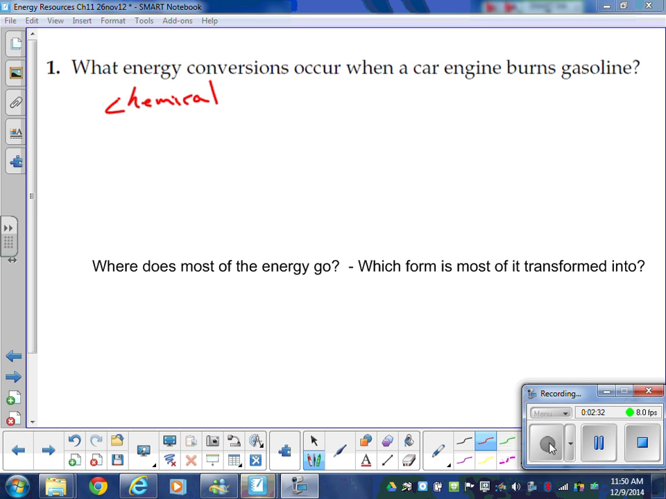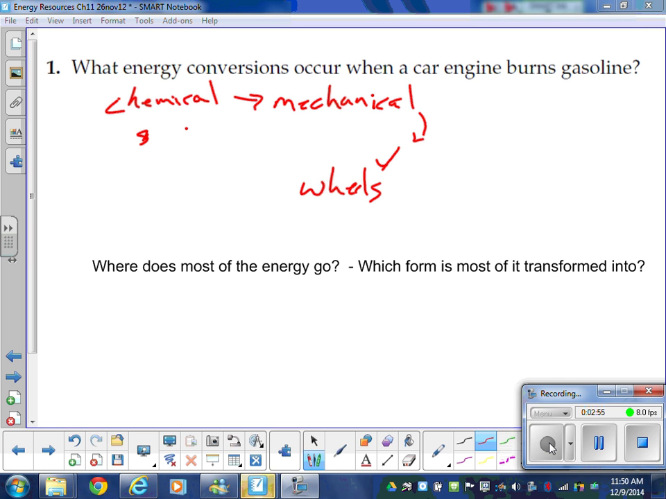What do you do with the gasoline? What happens with the gasoline in an engine? Anybody knows? There's a spark that ignites it, causes an explosion, which causes moving things like the pistons. So the chemical goes to mechanical as the engine moves, and the mechanical is transferred through several different ways to ultimately make the wheels turn.